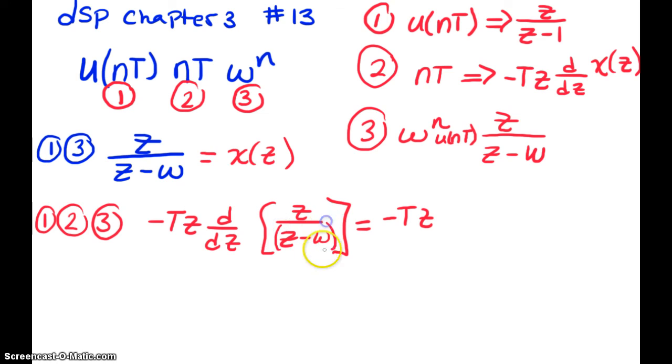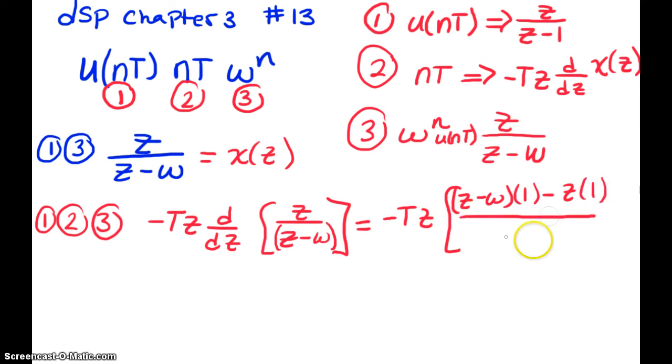the little limerick that my teacher taught me is low. So I have z minus w, low, d high, which is the derivative of high, which is going to be equal to 1, minus high, which is z, d low, derivative of the bottom, which is going to be equal to 1, and then over square the low, so altogether the whole limerick is high d low minus low d high, square the low, and away we go.